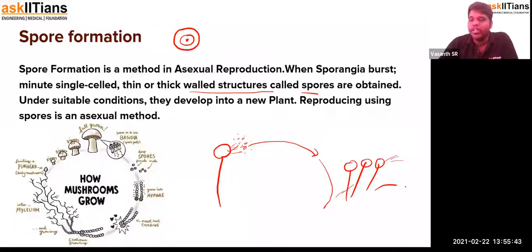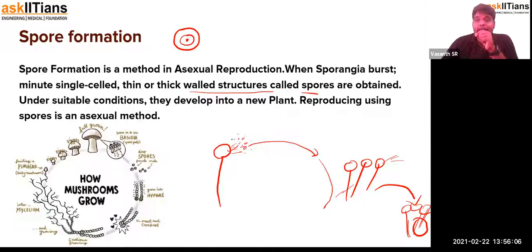So when they burst, they will fall to a different distance, and then a new structure is formed from them. So that's how the reproduction literally takes place in the case of spore formation in asexual reproduction. Now, I'll give you another clue. So why do they have to burst and why do the spores have to fly?